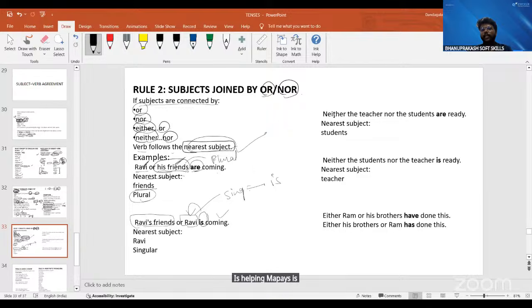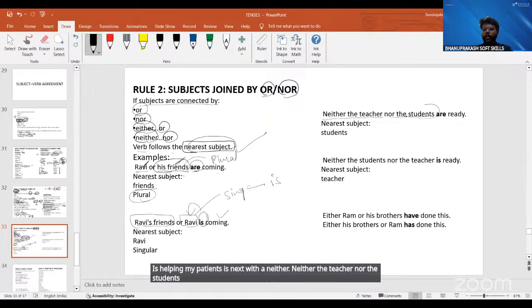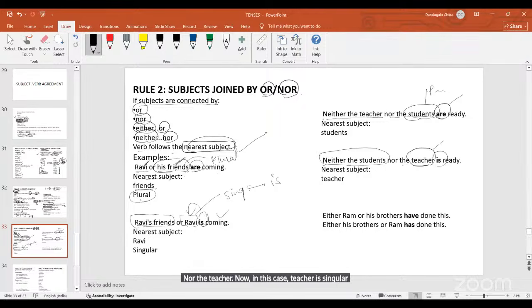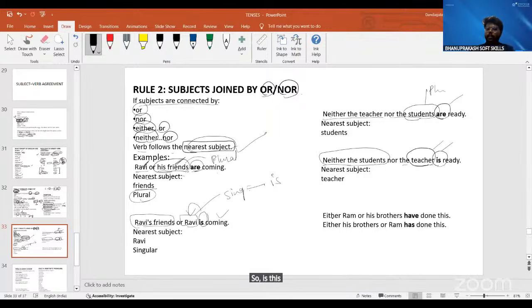Next, with neither: "Neither the teacher nor the students." Here "students" is there, "nor the students" is there. Students means plural. So plural means the plural-related verb form or helping verb, that is "are." And "neither the students nor the teacher." Now in this case, teacher is singular. So "is" singular again.